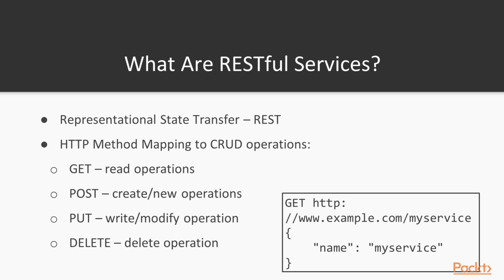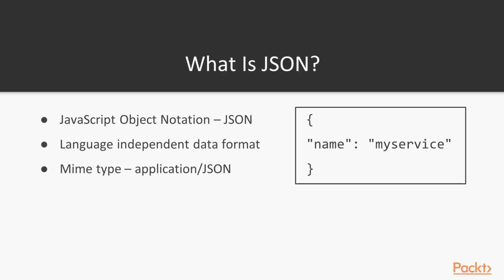So if we look underneath, we have GET www.example.com/myservice, and it's returning name.myservice. So this shows how we expose our service over HTTP to communicate with other systems. The data doesn't have to be returned as JSON, it can also be returned as XML, HTML, or any other data format. What is JSON?